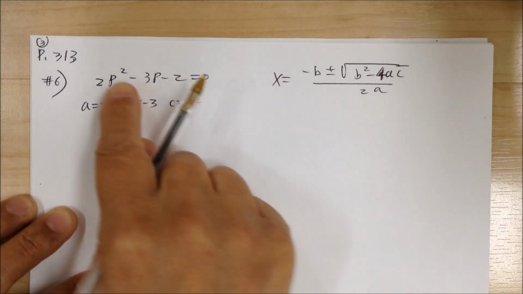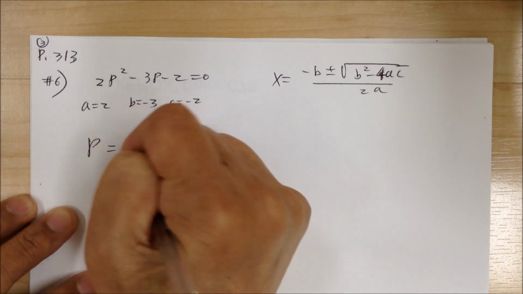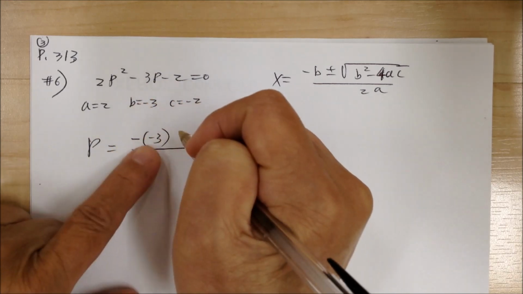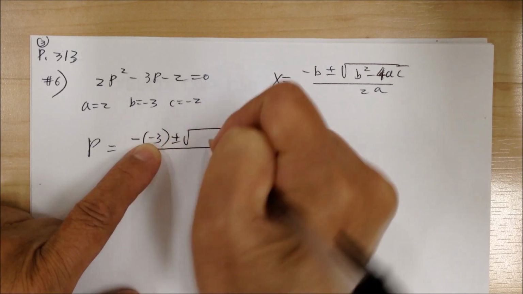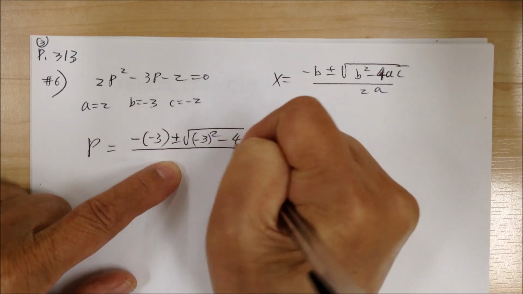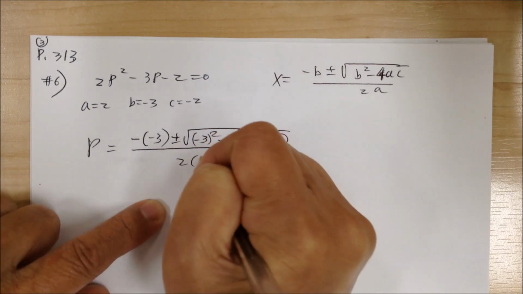Now you have to be flexible with your variable. This is for x, right? But right now you have p, so just do the p. So it'd be negative b. Again, whatever you substitute, put in parentheses to keep track of your signs. So b squared minus 4ac over 2a.